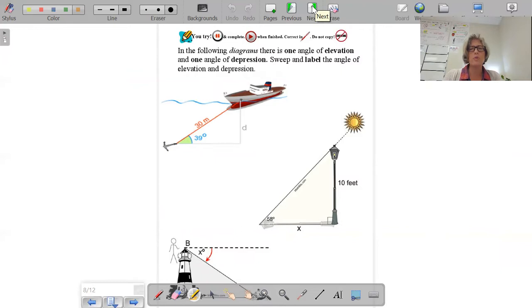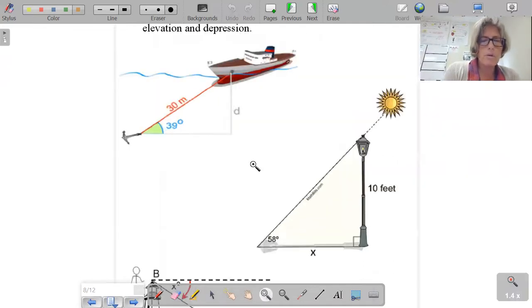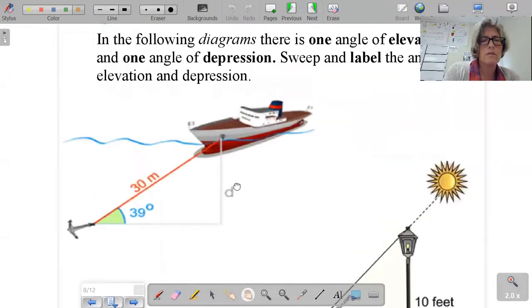Once again, zoom through these. You've got 30 seconds. Where's the angle of elevation and depression? Go. Grab your red pens. Let's check your work here.